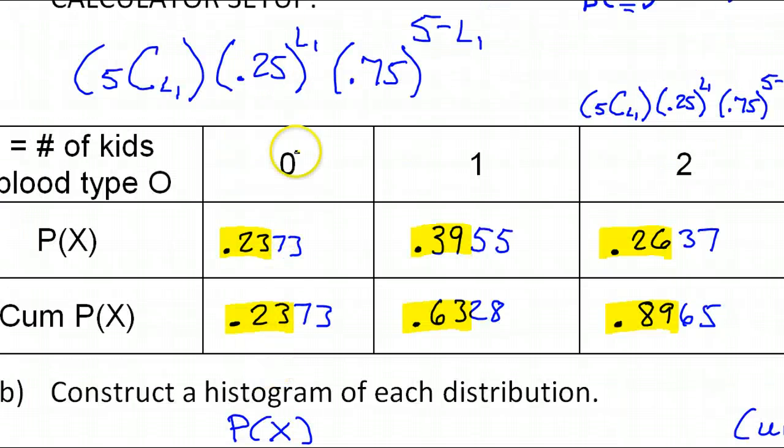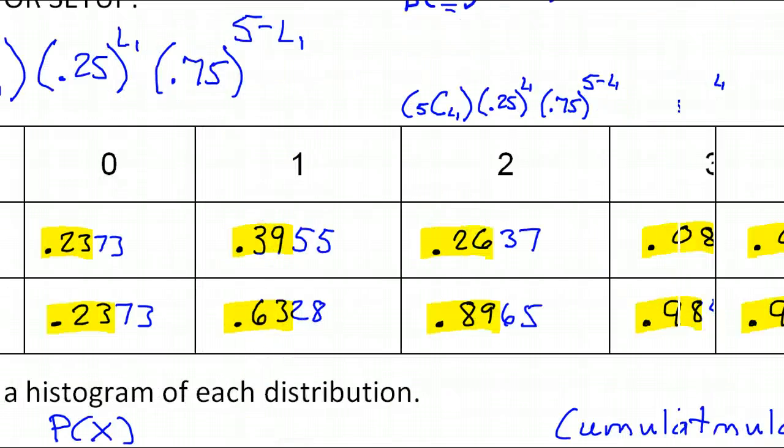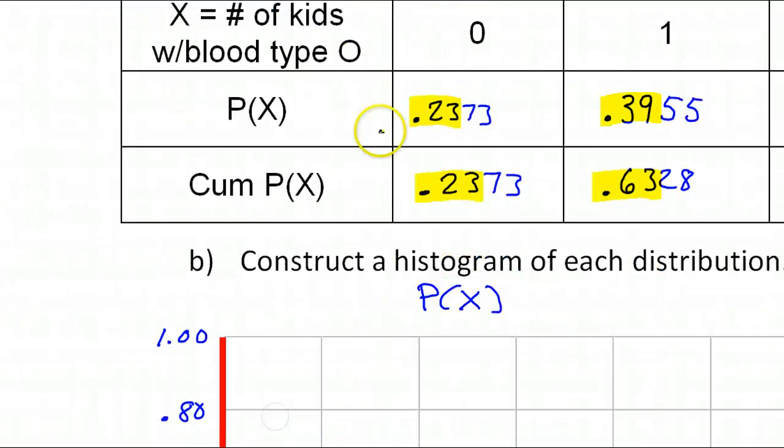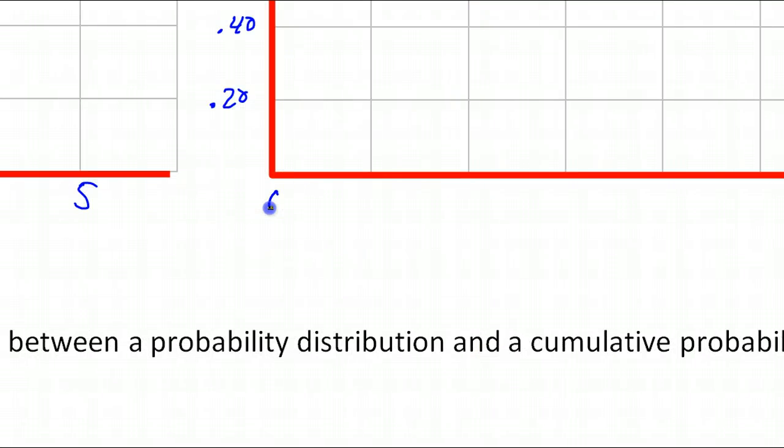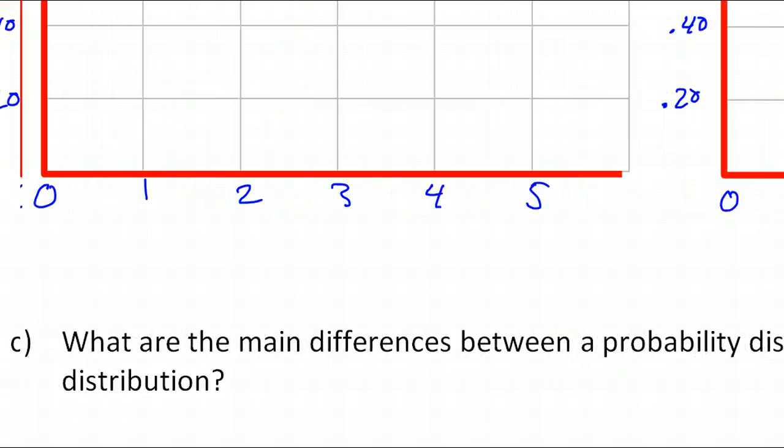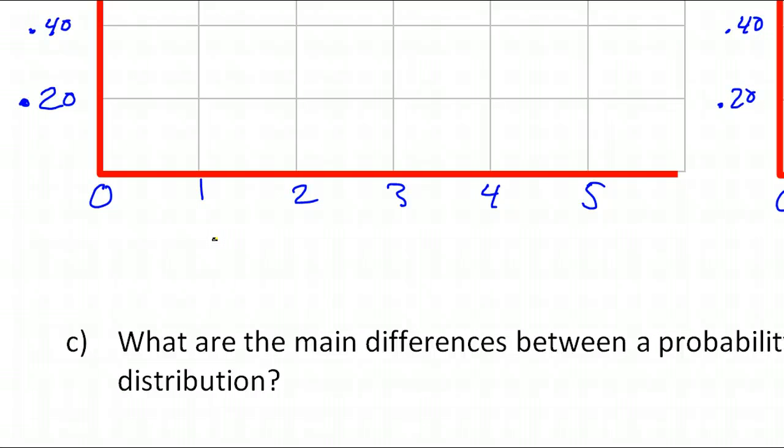We're going from x values of 0 to 5. Yeah, 0 to 5. Okay, so I'll just do my 0, 1, 2, 3, 4, 5. Alright, on both scales. 0, 1, 2, 3, 4, 5. Okay, so let's do the histogram.